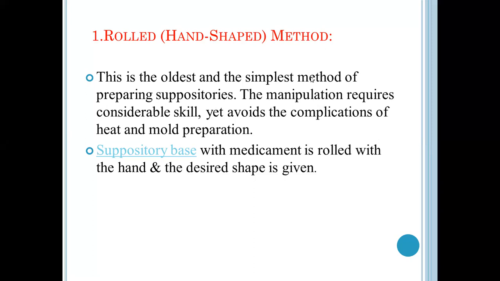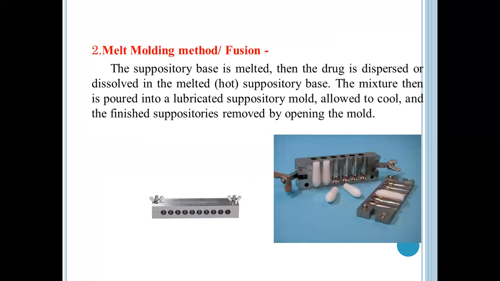So there is complication related to manipulation, related to their considerable skill for the hand-shaped suppository. That's why nowadays they are rarely used. In these suppositories, the medicament is firstly rolled by the hand. After that it is given a desired shape, and by this way these rolled suppositories are prepared by the hand-shaped method. Then the melt molding method or fusion method.